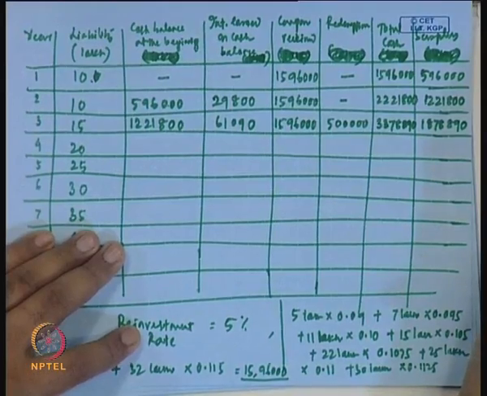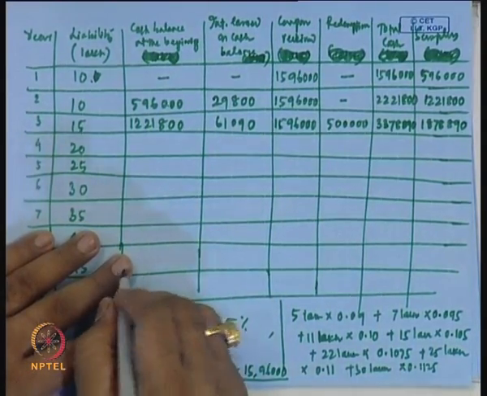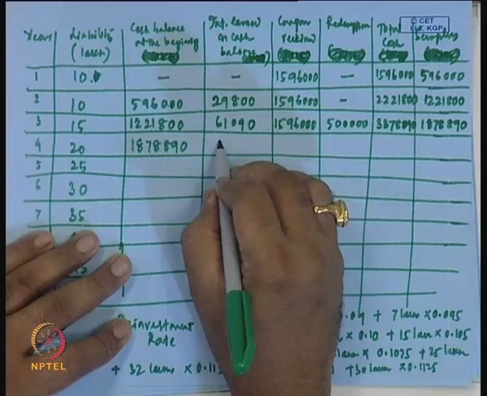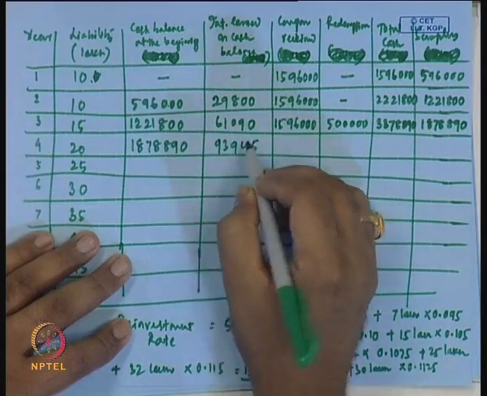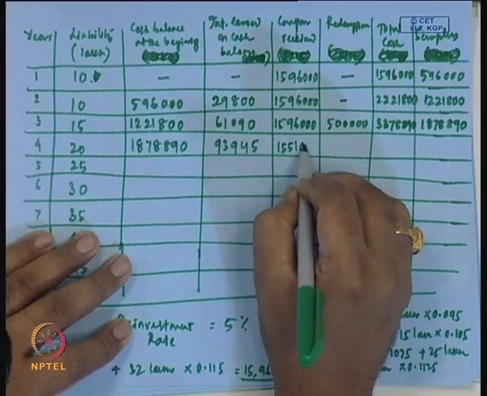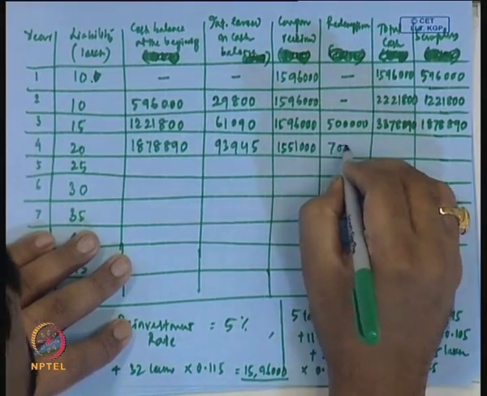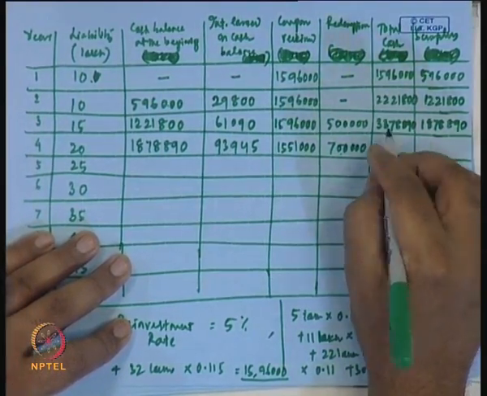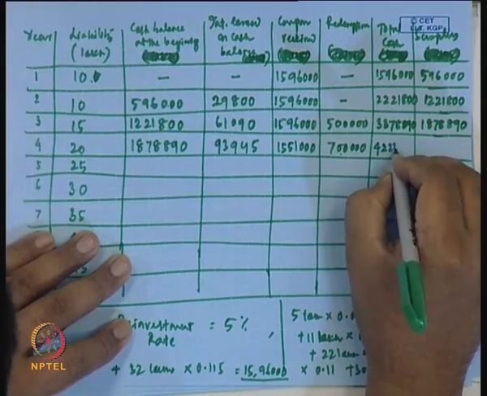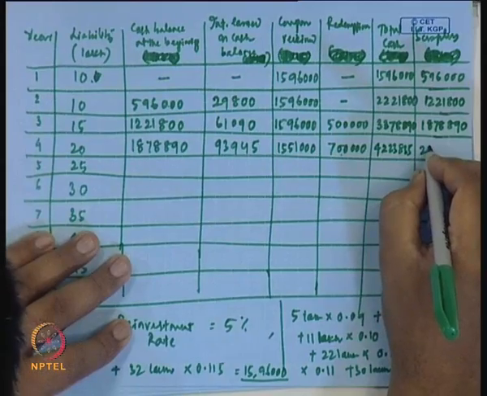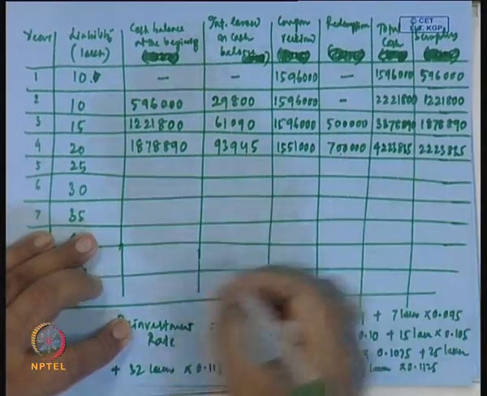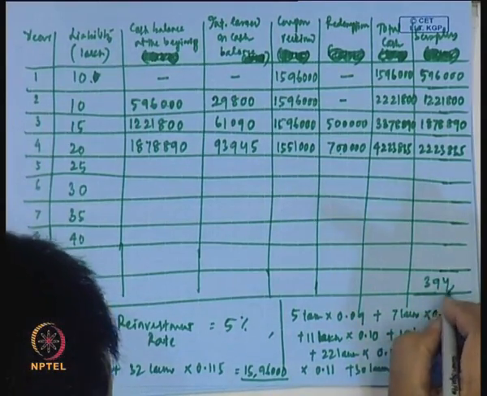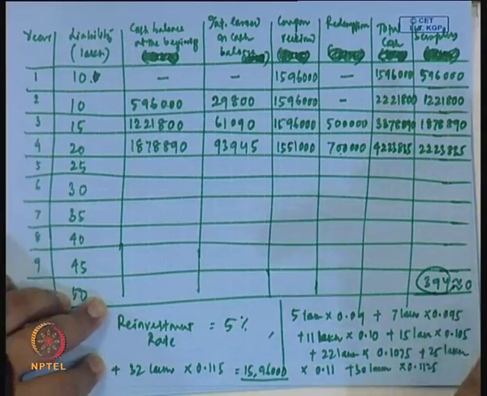Like that, if you see, again this will be used as 1878890, then we have 93945, then 155100, then we have 7 lakhs again as redemption, then we have here 42,23835, then 22,23835. If you go on, in the end you will find this particular surplus value will come to 394, which will be approximately equal to 0.